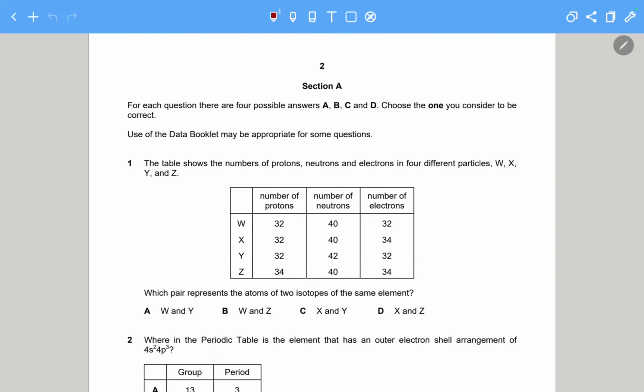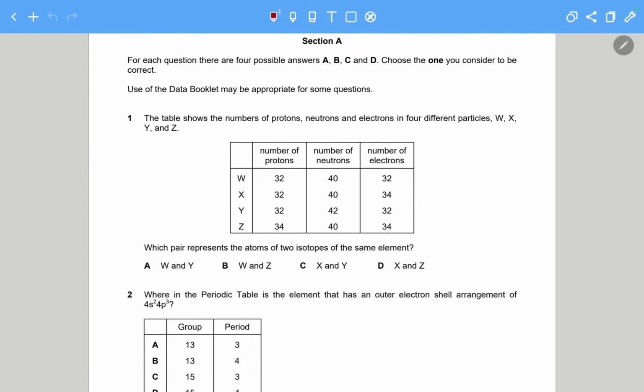on this paper. So starting from the first question, the table shows the number of protons, neutrons and electrons in 4 different particles W, X, Y and Z. Which pair represents the atoms of 2 isotopes of the same element?